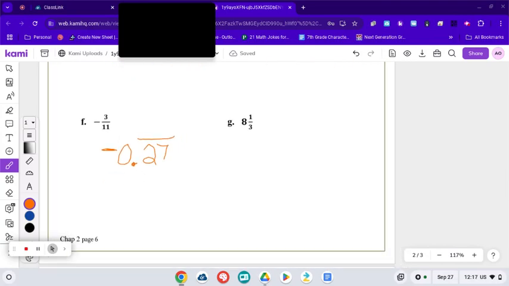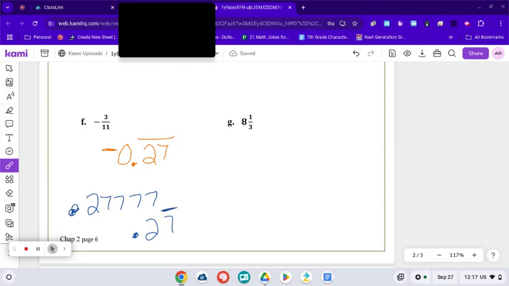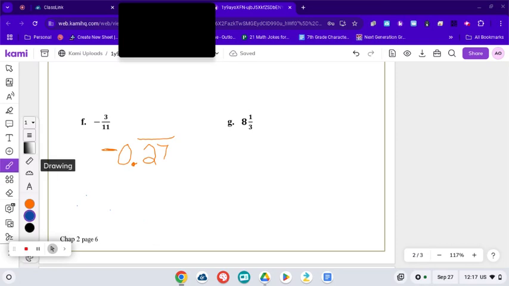Now, I just want to show you what it would look like if your calculator had said that the answer was 0.27777. That would be 0.27 with a line over the 7. So that's a difference in those, and I like to show the difference so that you can see why that line goes over both. And then we have 8 1/3, which is 8.3 repeating.